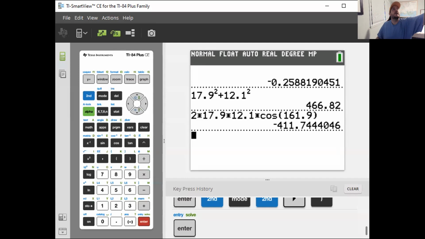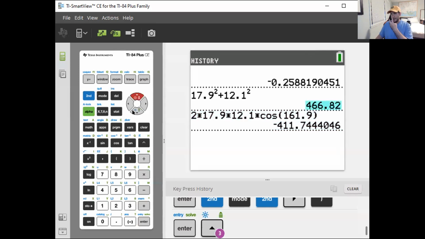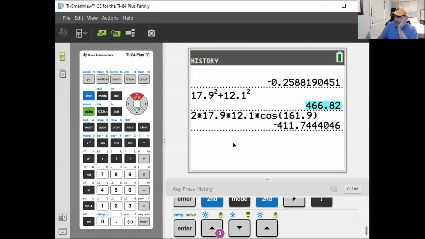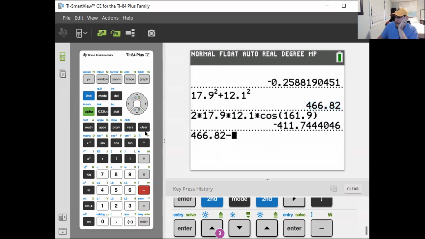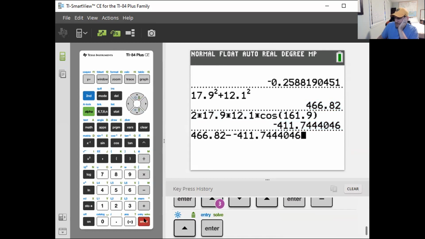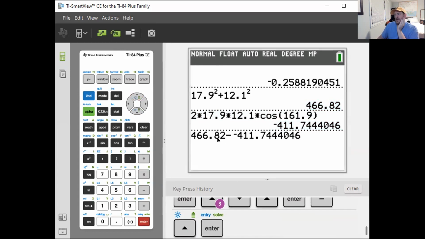Anyway, so what do you do from here as far as just using your calculator efficiently? You've got 2 choices. If you've got a new calculator, then you can actually scroll up like this and highlight the work or highlight the answer. So this might be the easiest thing: highlight that number, say enter, then say minus, highlight the next one, say enter, and now you've got it. You're doing the 466 blah, blah, blah, minus the negative, you hit enter, you get your answer, okay?